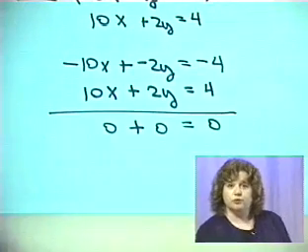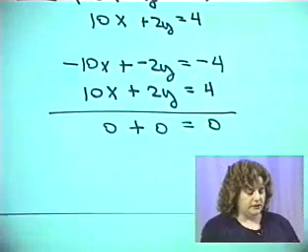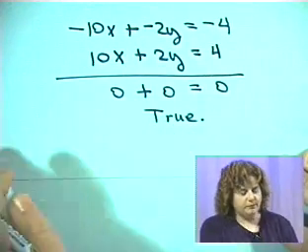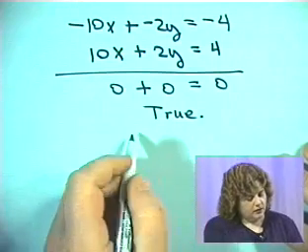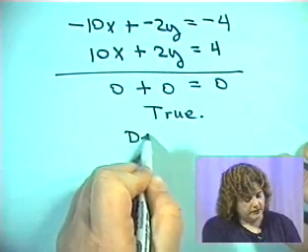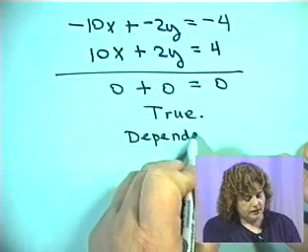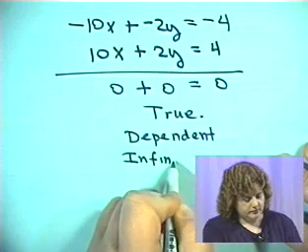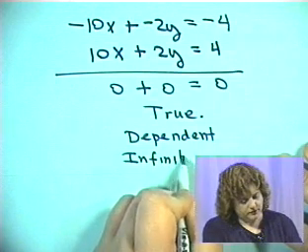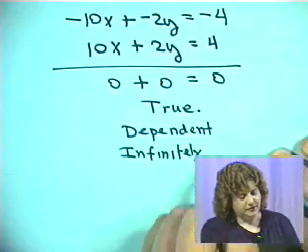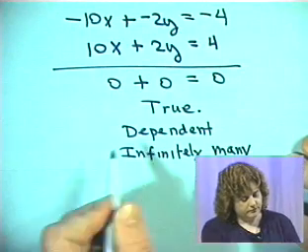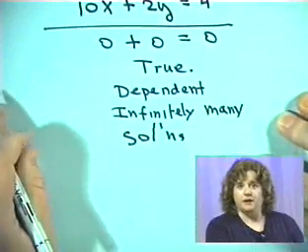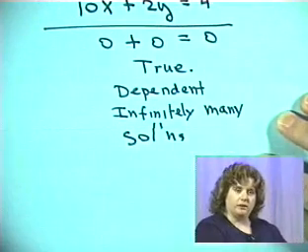Here we have a true numerical statement. 0 is indeed equal to 0. And whenever you come up with a statement like this, you are working with a dependent system, and you have infinitely many solutions, which simply means they're the same line, and so all of the points are in common between them.